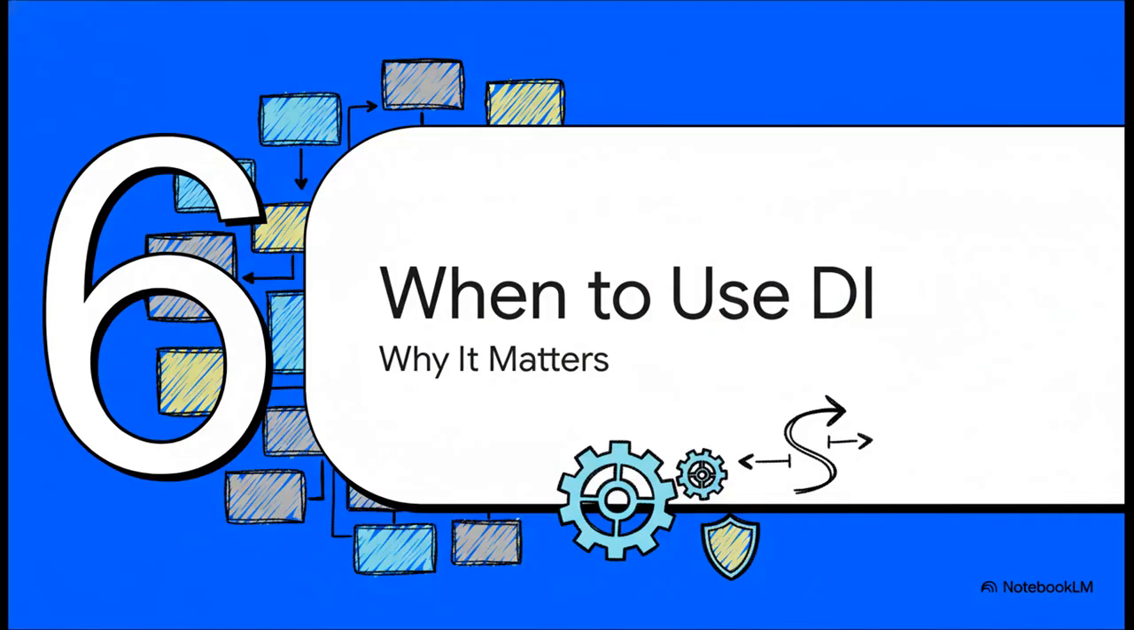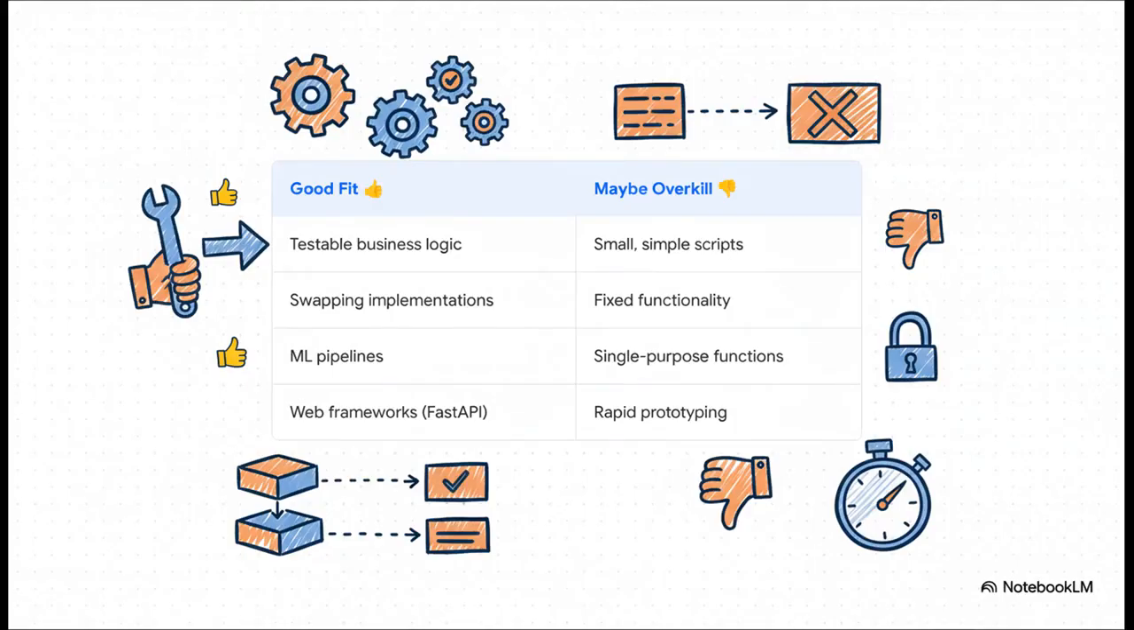All right, let's bring this all together. We've seen what it is and how it works, but the big question is, when should you actually use this powerful pattern? So here's a quick cheat sheet. Is it a good fit? Absolutely. If you need testable business logic, or if you think you might need to swap implementations later, like going from local storage to cloud storage. It's great for complex things like machine learning pipelines or web frameworks.